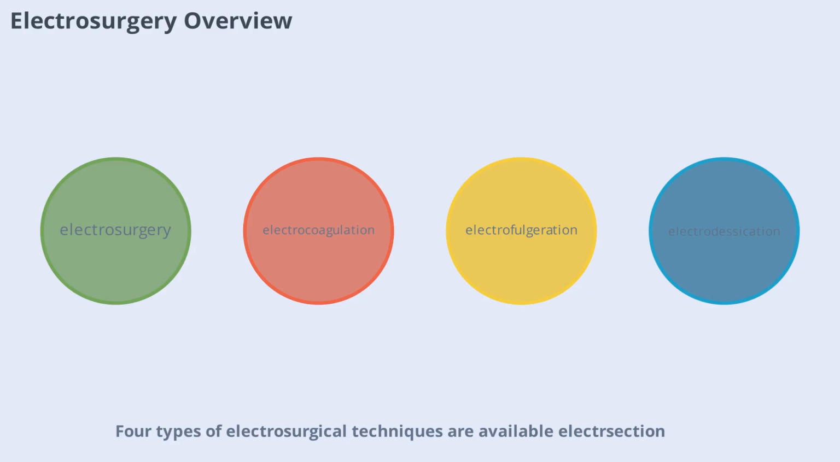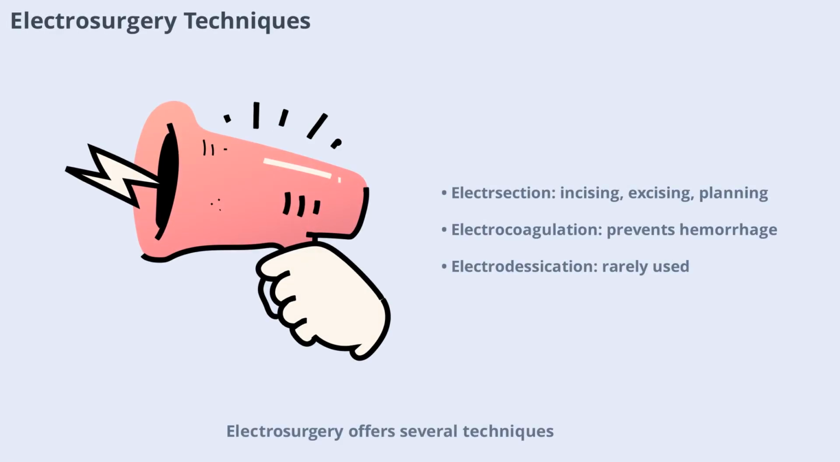4 types of electrosurgical techniques are available: electrosection, electrocoagulation, electrofulguration, and electrodesiccation. Electrosurgery is useful in dermatological and cancer surgeries, but its application in dentistry is more limited. Electrosurgery offers several techniques for gingivectomy and related procedures.